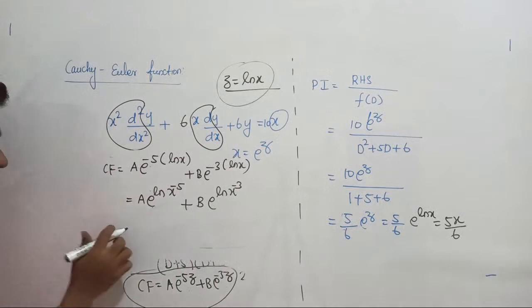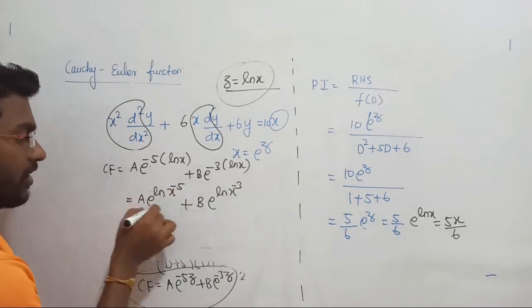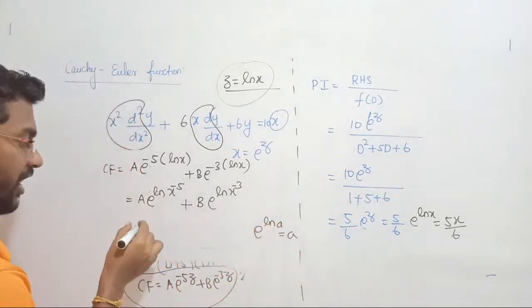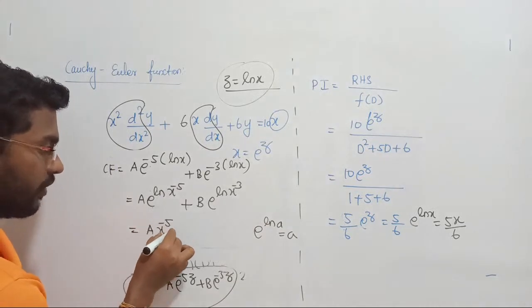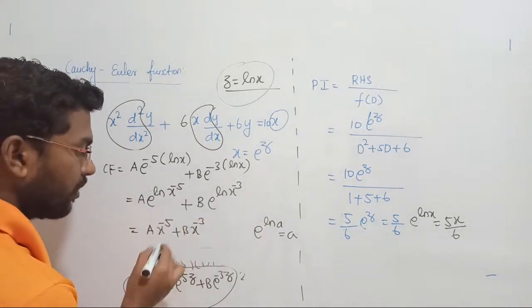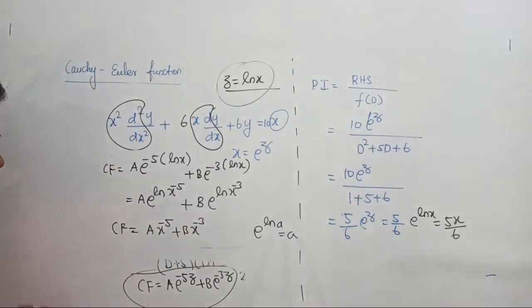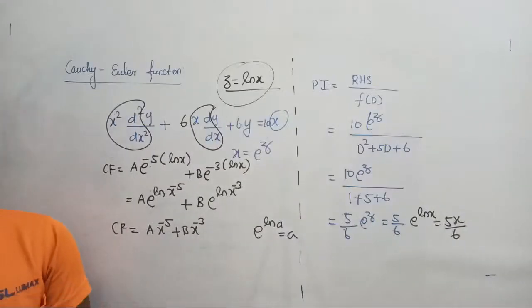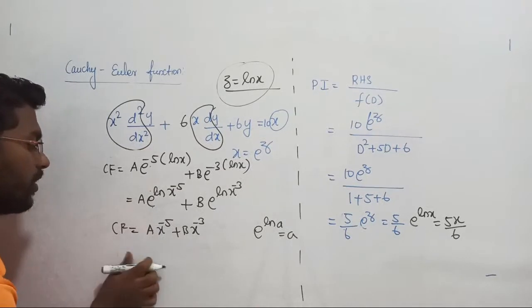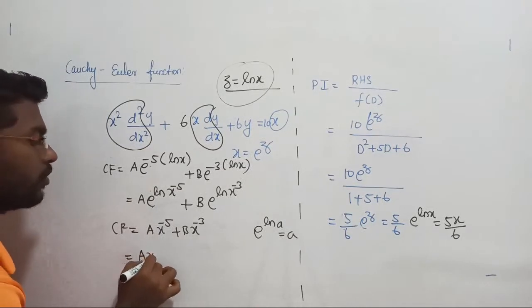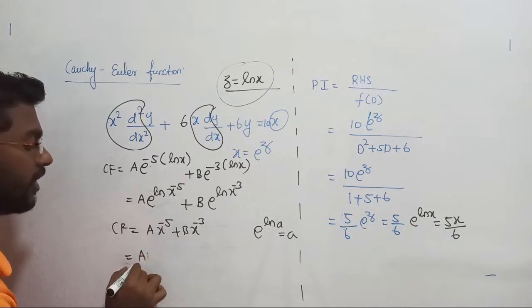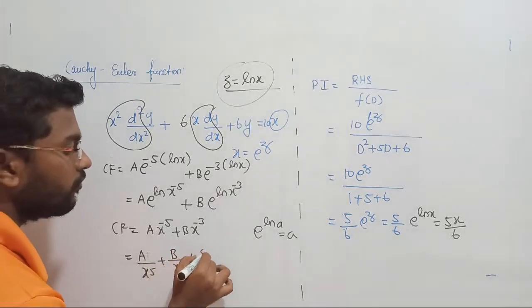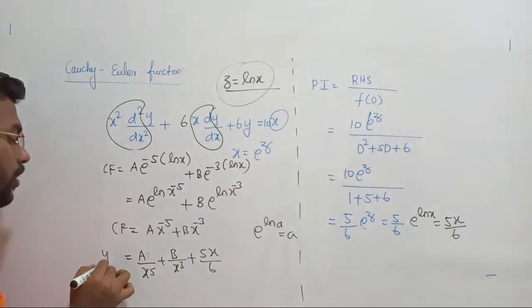So what is the correct answer? e power ln of something, e power ln a equal to a only. So it can be written as a into x power minus 5, b into x power minus 3, and this is going to be the complementary function. Particular integration is 5 times x by 6. So the final answer is going to be a into x power minus 5, or if you pass it to the denominator, a by x power 5 plus b by x power 3 plus 5x upon 6. That is going to be the whole solution.